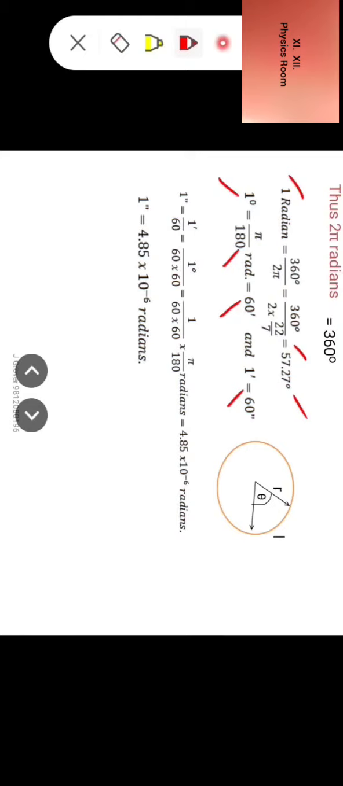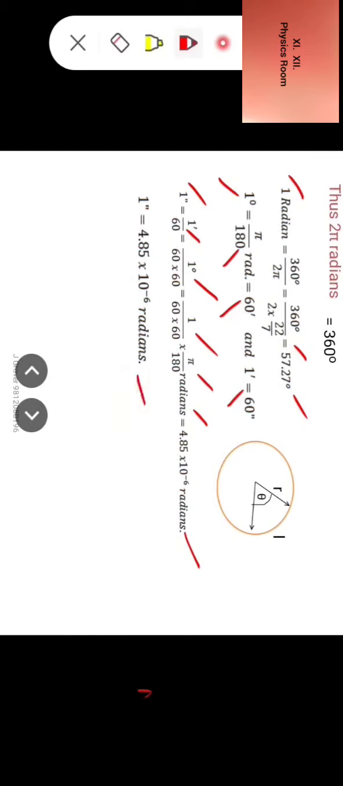So this is 1 second. It is equal to 1 by 60 minutes, and it is equal to 1 by 60 into 60 degrees, or it is equal to 1 by 60 into 60 into pi by 180 radians, and it is equal to 4.85 into 10 raised to power minus 6 radians. So 1 second is equal to 4.85 into 10 raised to power minus 6 radians.